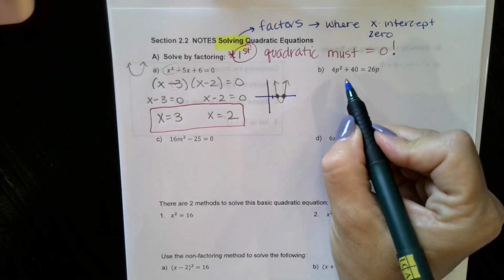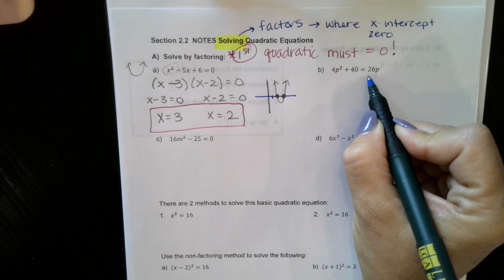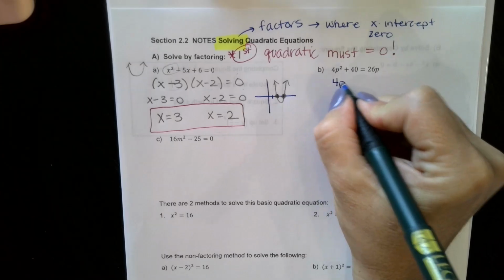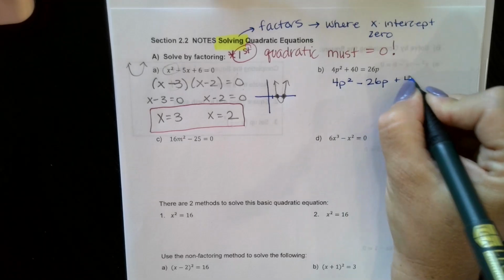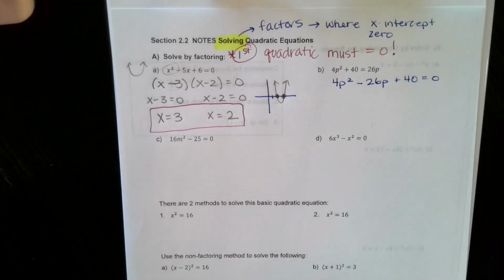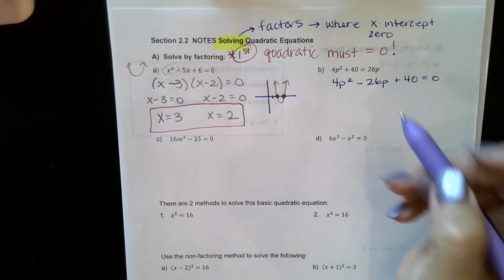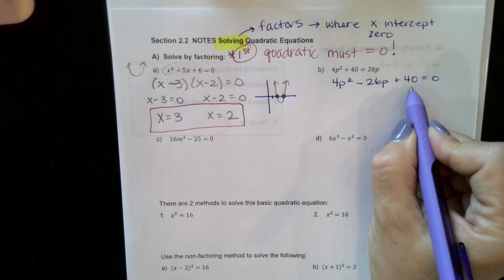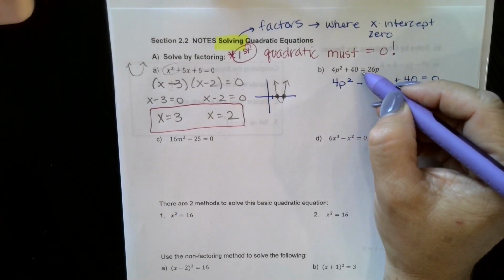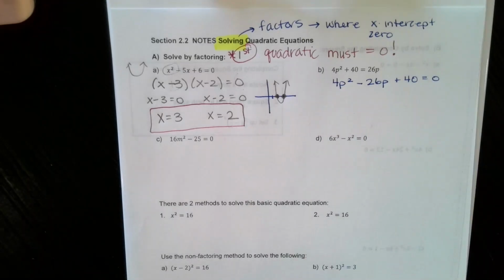So part B, step 1, everything has to equal 0. So this guy has to move over. It doesn't equal 0 right now. So I'm going to have 4p squared minus 26p plus 40 equals 0. Now, the placement of this is super important because this is in standard form, so now I can factor it. I'm not just going to stick this 26p on the end. I'm not going to say 40 minus 26p. That's going to change your factors, and so we don't want to do that.